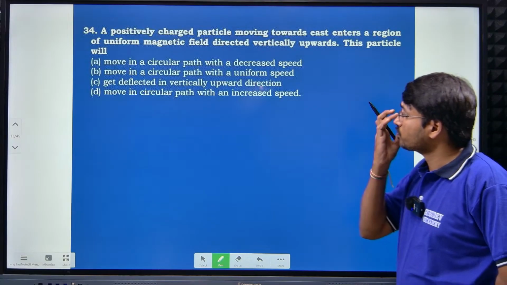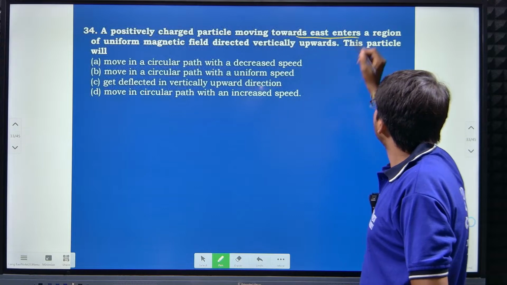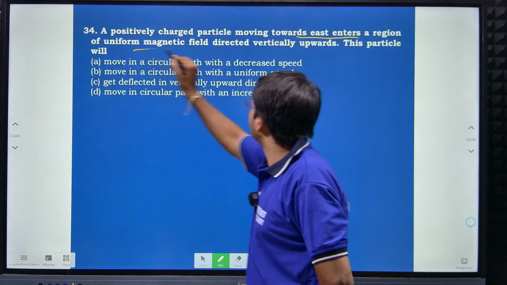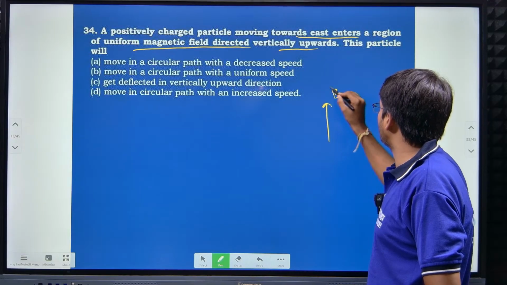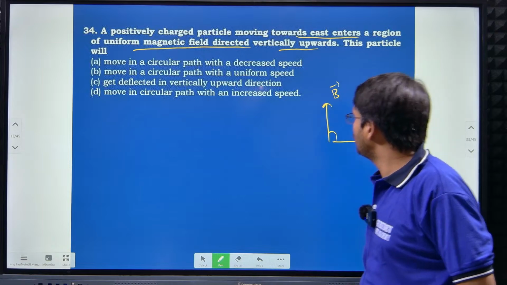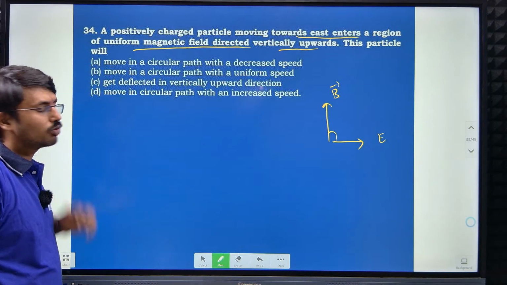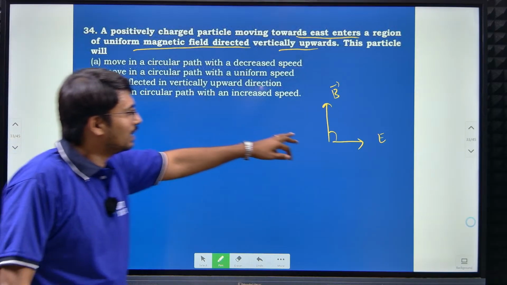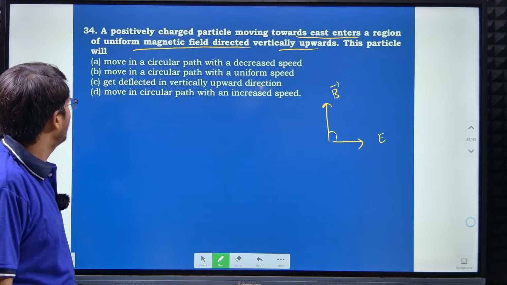Okay, next, a positively charged particle moving towards the east enters a region of uniform magnetic field directed vertically upward. So something like this. The magnetic field is in the upward direction, and let us take this as the east direction. What is the angle between them? The angle between them will be 90 degrees. What happens to the particle? Because the angle is 90 degrees, it will be moving along a circular path.